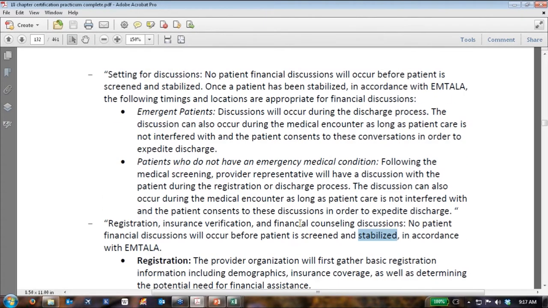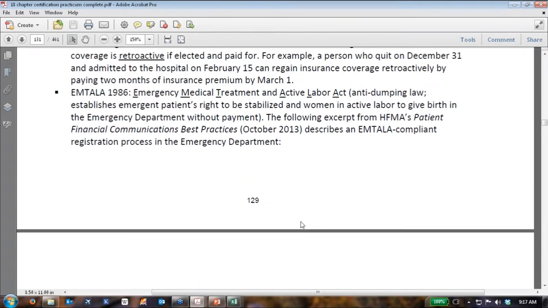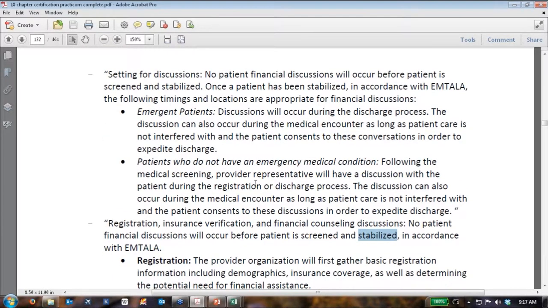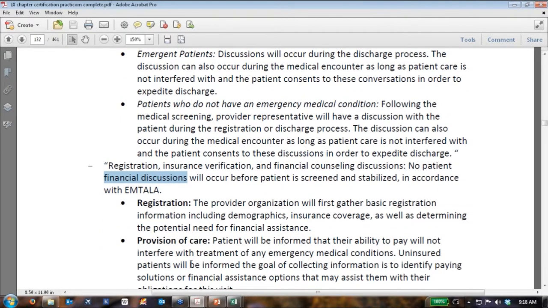This description here comes out of something HFMA put together last year, Patient Financial Communications Best Practices. You can find it on the HFMA website. I'm simply excerpting a part of it here. So a financial discussion is different from a registration. That's essentially what I'm trying to say here. A financial discussion has to do with money, whereas registration has to do with gathering a name, address, including insurance information. That is okay to gather beforehand. It's just that you can't ask for money until afterwards. Any questions about that?